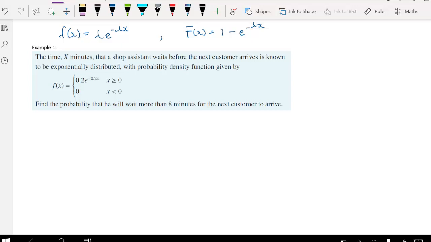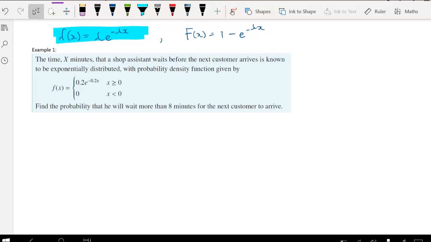In this lesson, we're looking at applying the exponential probability distribution function. Just as a recap, the function is lambda e to the negative lambda x. When we're using the cumulative distribution function, we use the integral between 0 and x, which gives us F(x) is 1 take e to the negative lambda x.